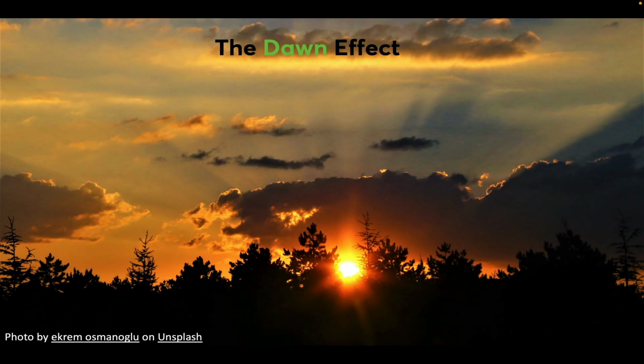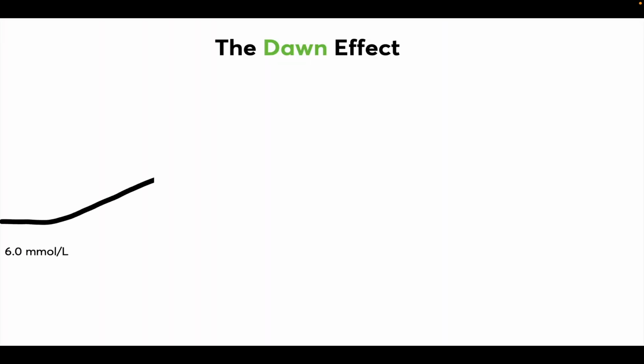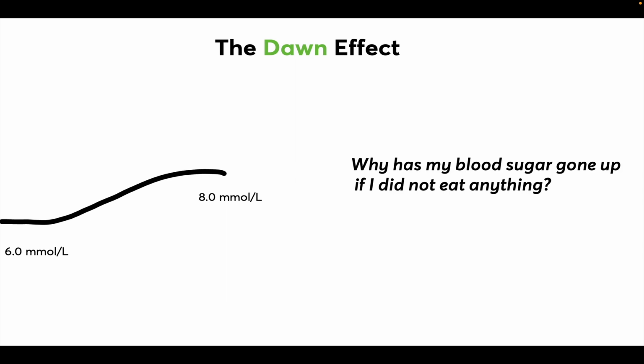In this short video, we're going to discuss the dawn effect, a common phenomenon for all diabetics. You go to bed and your blood sugars are low. You wake up and they're higher. You ask yourself, why has my blood sugar gone up if I didn't eat anything? This has to be one of the most common questions that people ask during the 4+2 Diabetes Reversal program.